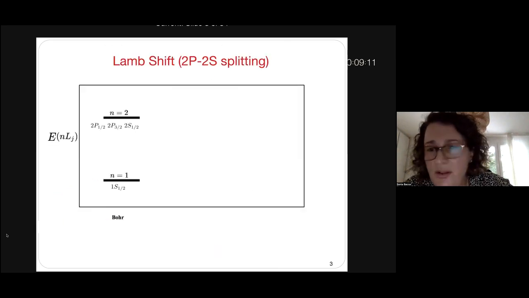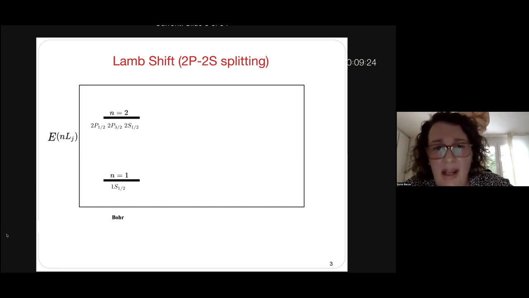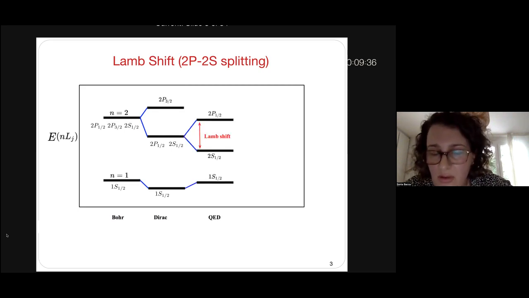What I'm going to mostly discuss is the Lamb shift, which is the splitting between the 2p and 2s of this hydrogen-like system. And as you know very well, you cannot explain the Lamb shift in the Bohr theory. You cannot explain it even in the Dirac theory, in the relativistic framework, because the 2p and the 2s are still degenerate. What you need to do is to introduce quantum electrodynamic effects before you start seeing this splitting.